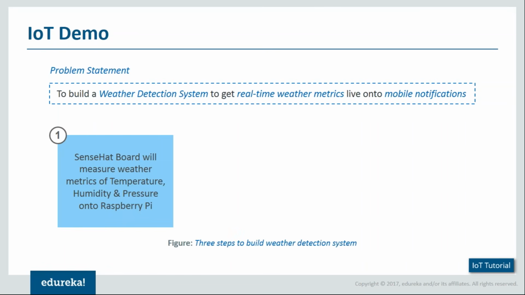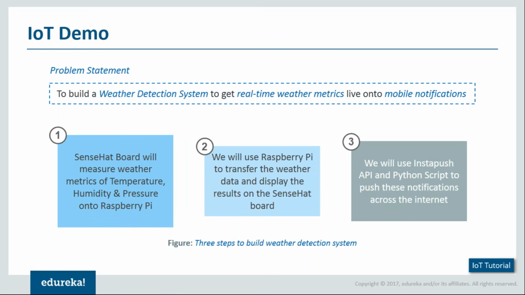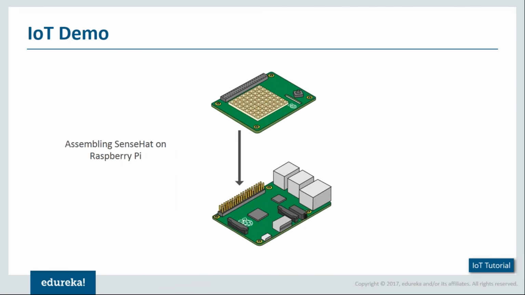For that we'll first be using the Sense HAT board, which will help us measure various metrics like temperature, humidity and pressure onto a Raspberry Pi. Then we'll use the Raspberry Pi to transfer this data and display it on the Sense HAT as well. We'll just be displaying the temperature as of now on the Sense HAT, and finally we'll be using the Instapush API and a Python program through which we can send this notification across the internet to our mobile application. So let's begin this demo part.